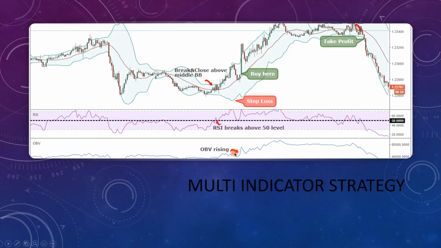So here we go. We have our Bollinger Band breaking above 50. It's confirmed by above the 20 period moving average. We have our RSI breaking above 50. We have our OBV starting to rise. So we now have a buy alert. Okay, we know we're going to buy. Now we look for the entry to the market to buy here.